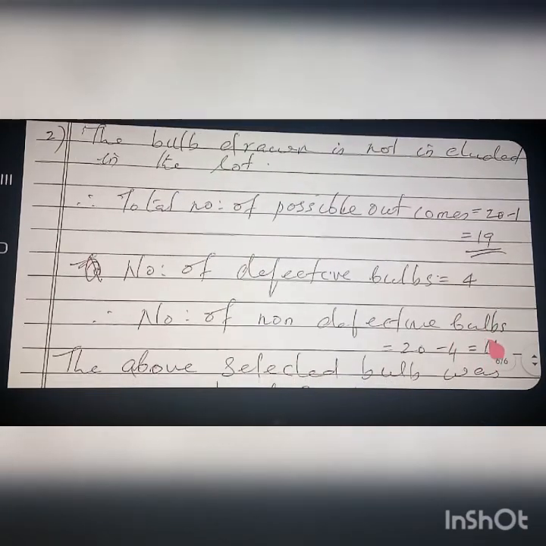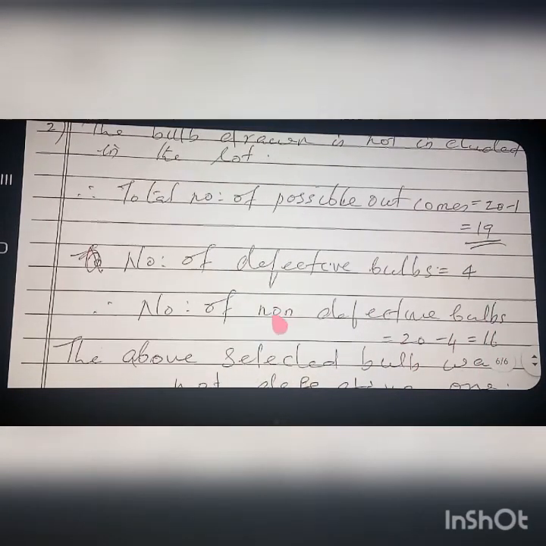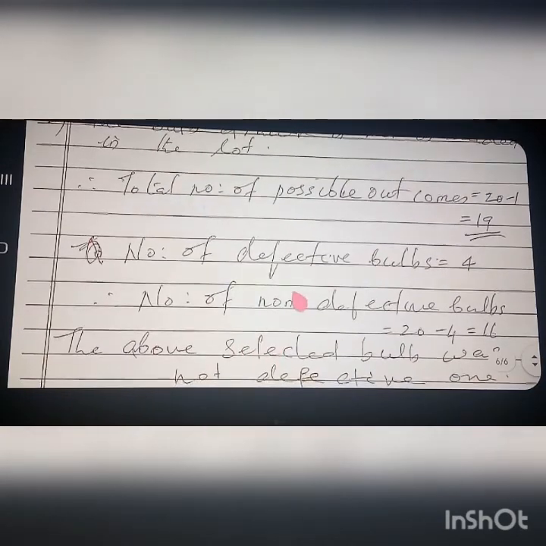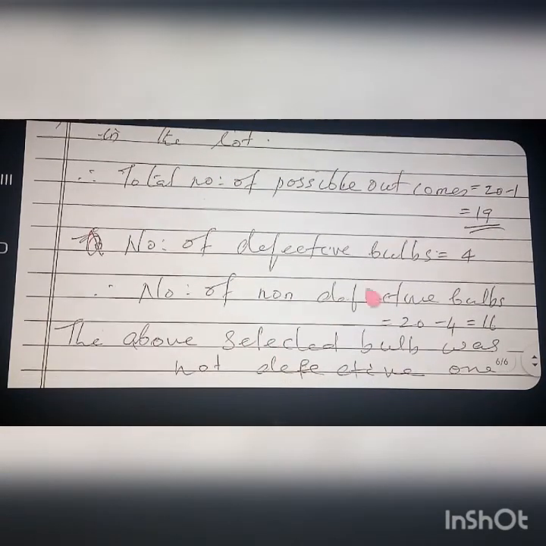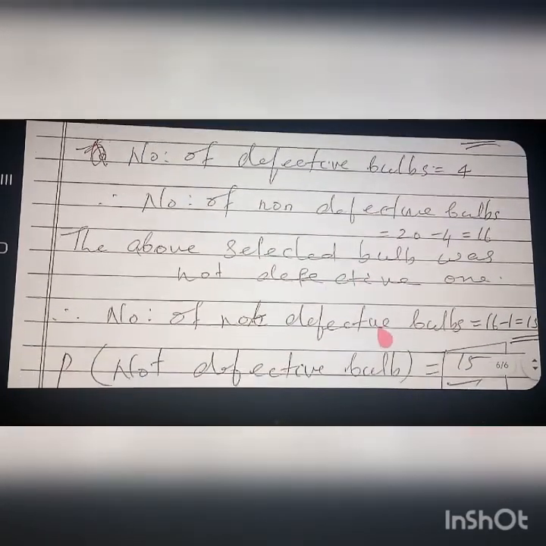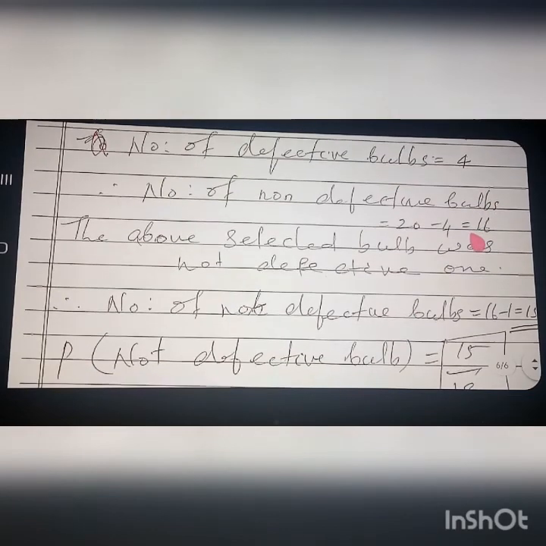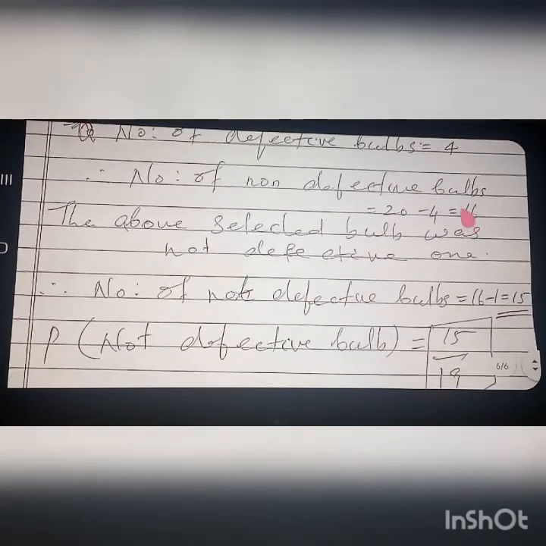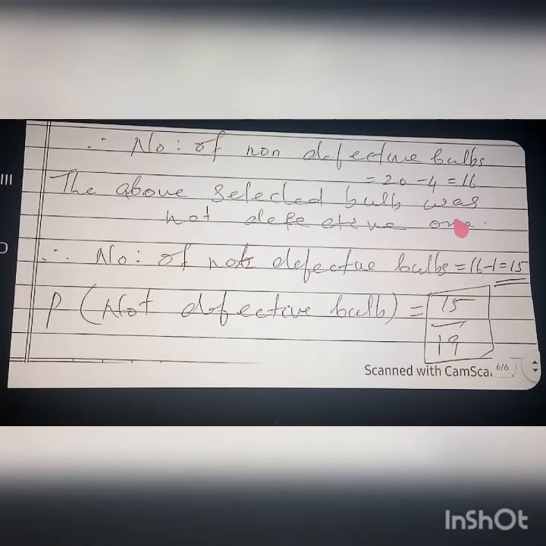Then how many non-defective bulbs will come? 20 minus 4, 16. But you have already selected a bulb, and that selected bulb was not defective, so it is not replaced. So first there were 16 non-defective bulbs. One has been taken and that is also non-defective, so it is not kept back. So 16 minus 1 is equal to 15. Did you get the point?